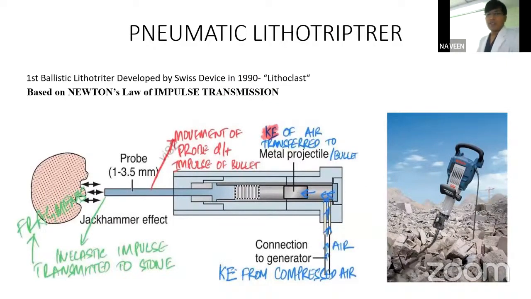In a pneumatic type of lithotripter, they use kinetic energy in the form of compressed air. When this compressed air passes through the connection pipe, it causes movement of a metallic bullet, and the bullet strikes the spring connected to the pneumatic probe and transmits force to it. When this pneumatic probe moves, it strikes the stone and leads to fragmentation.